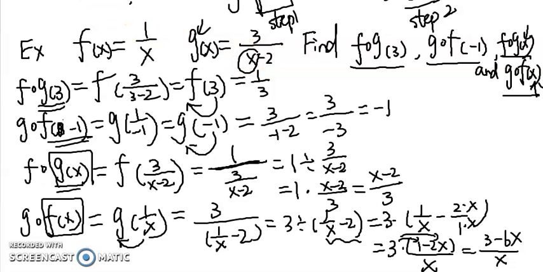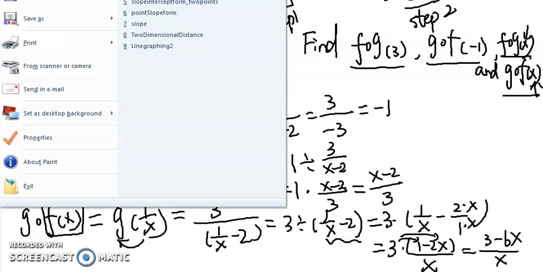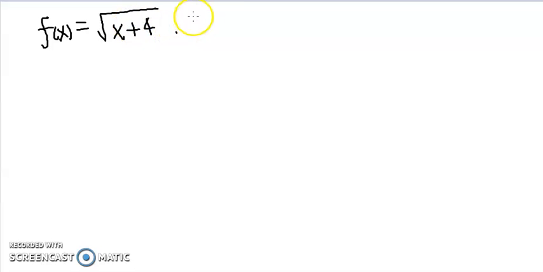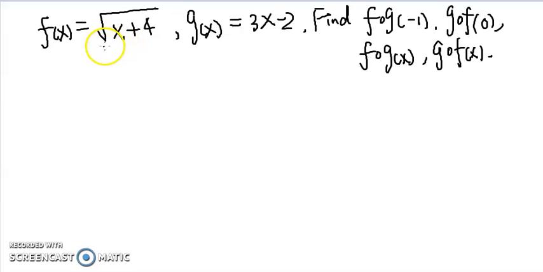Now we're going to look at a different example, a square root example. In this one, we have f of x as square root of x plus 4, and g of x as 3x minus 2. The first function is a square root function. The second is a linear function. And then we want to do these four questions.